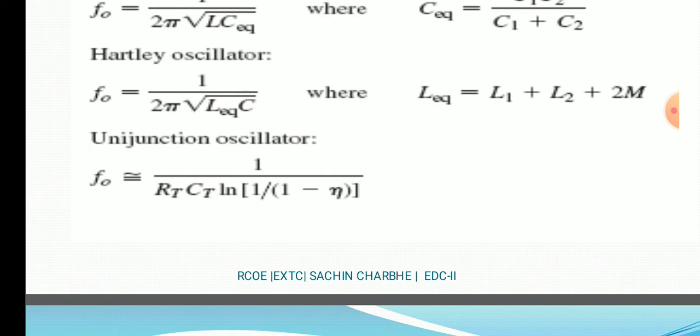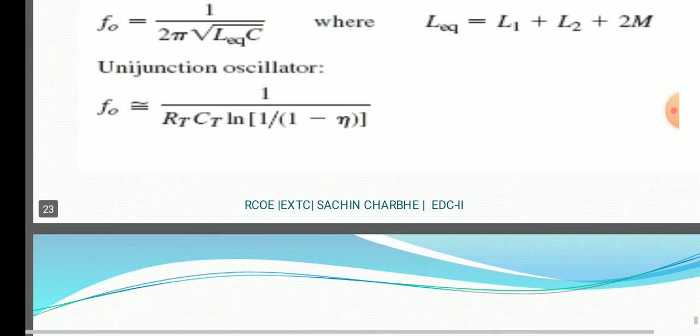Then for the unijunction oscillator, f0 equals 1 by RTCT ln 1 by 1 minus eta.